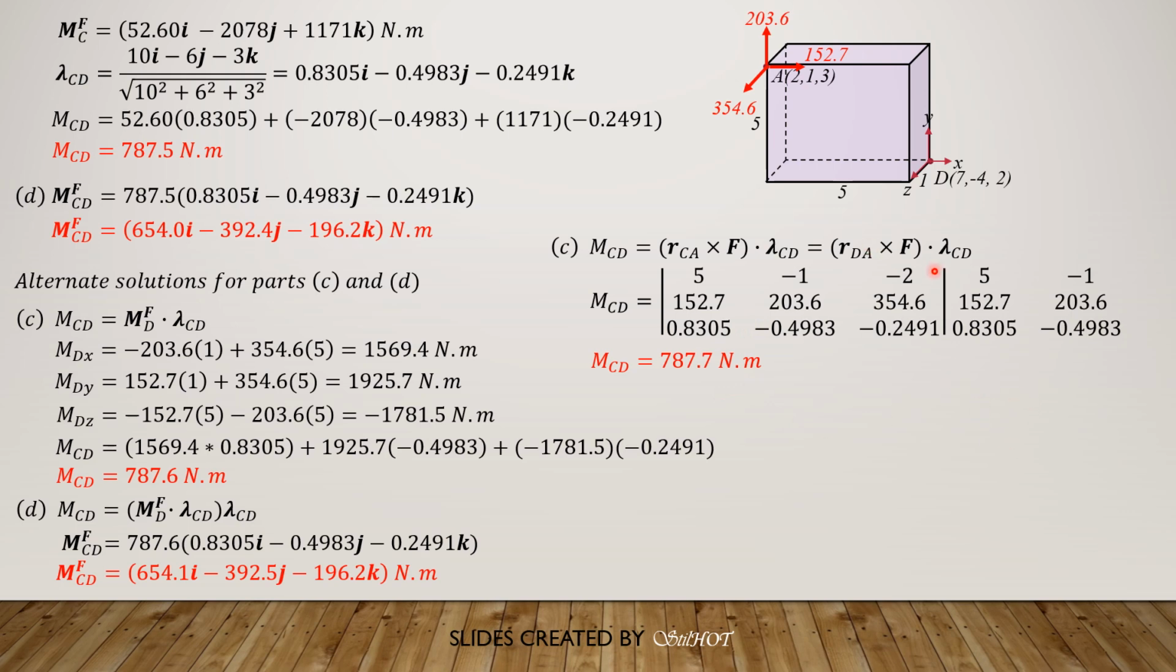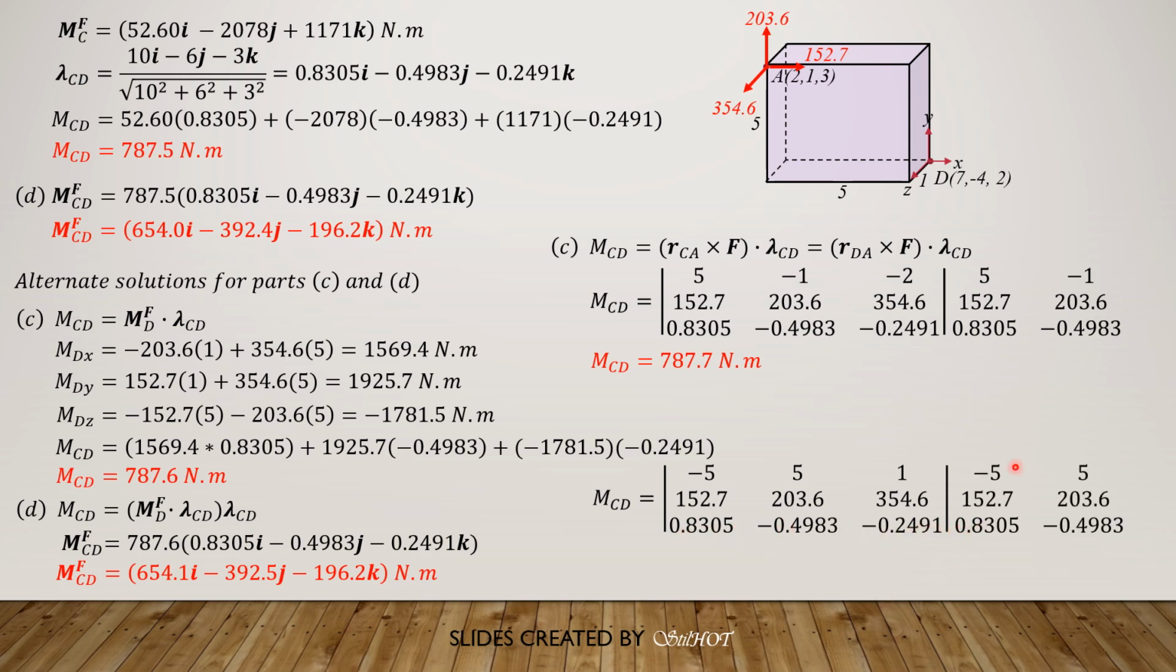If we use RDA, so DA is negative 5, positive 5, then positive 1, negative 5 to the left, upward 5, forward 1. So negative 5, 5, 1, then components of force, components of unit vector CD, and copy the first two column elements, and we'll get an answer of 787.6 Newton meter. So again, the discrepancy is due to rounding off values.